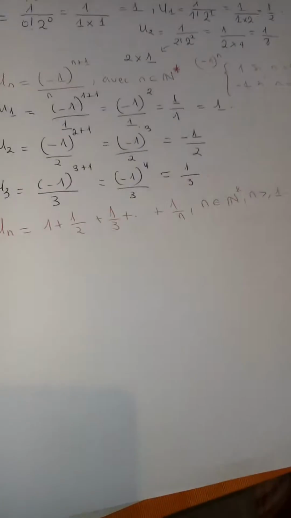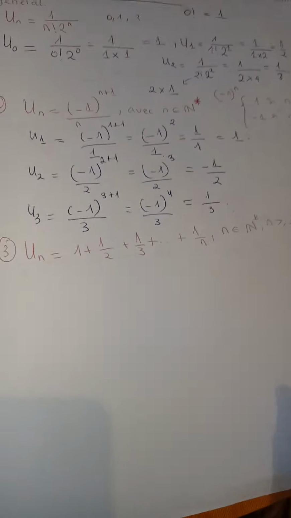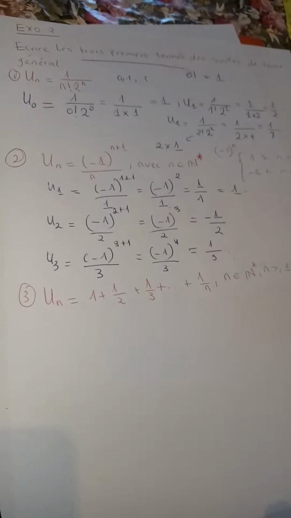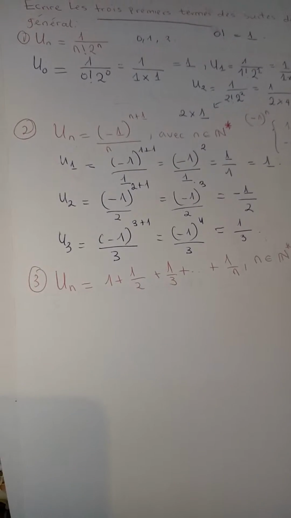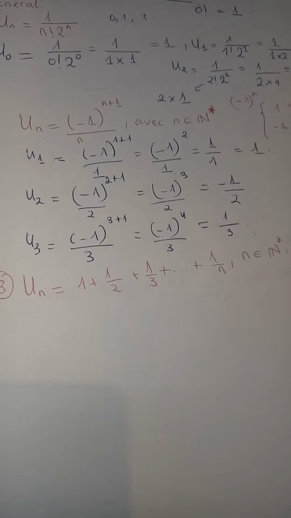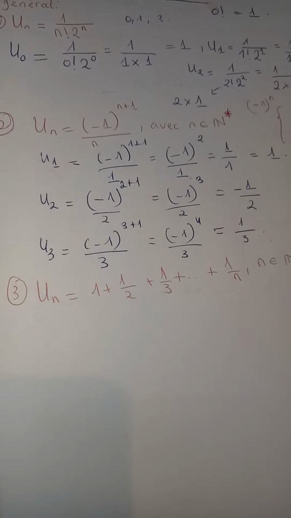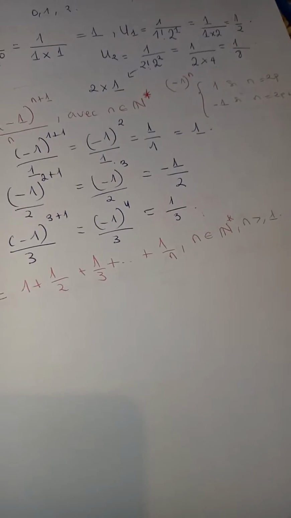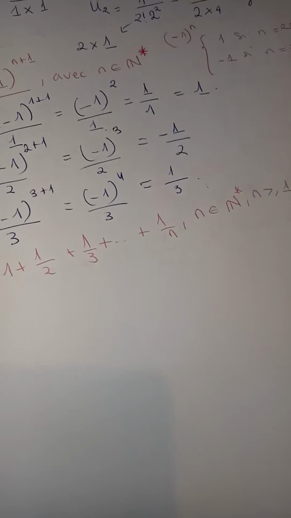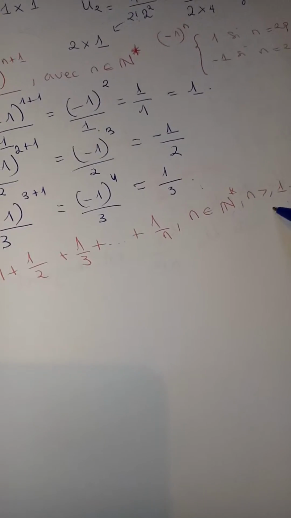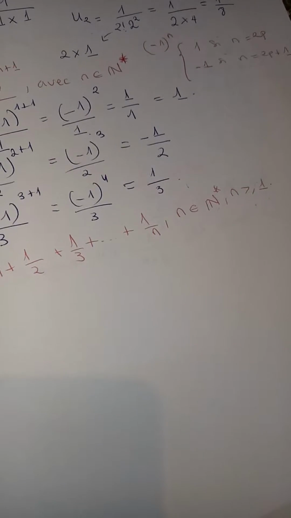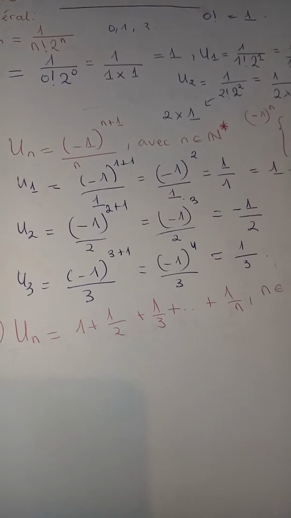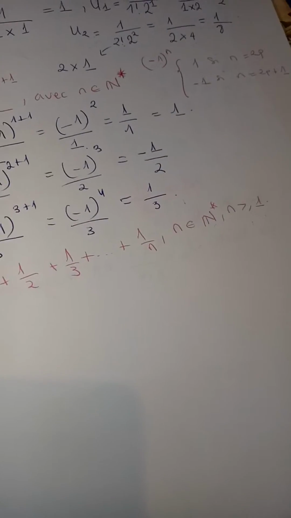Here we have another example of suite defined by terme général. Of course, the question is actually: les trois premiers termes de suite de terme général Un égale à 1 plus 1 demi plus 1 sur 3 plus ... plus 1 sur n, parce que n appartient à n étoile. This is another way of putting it. N appartient à n étoile is the same as me saying n greater than or equal to 1 because I'm starting from 1. So this is slightly different from the others we've been doing.